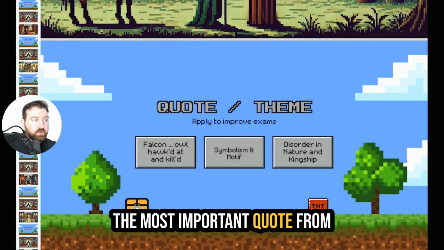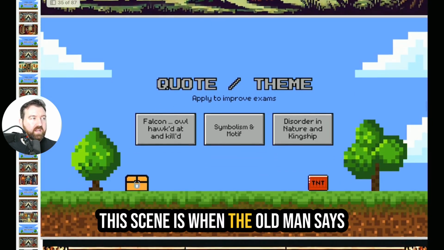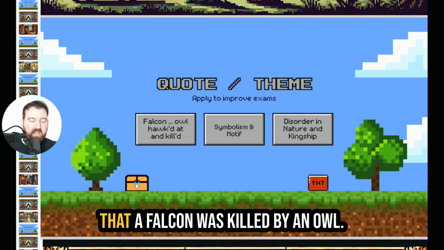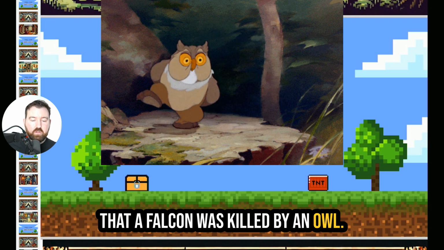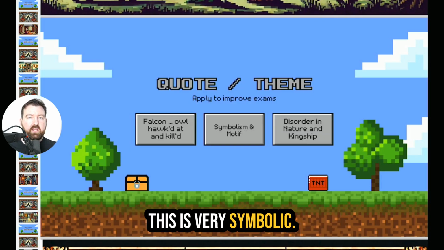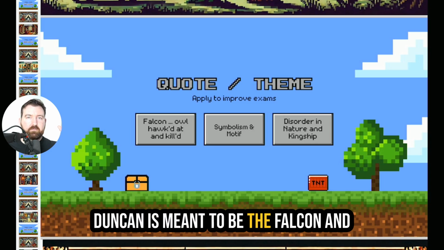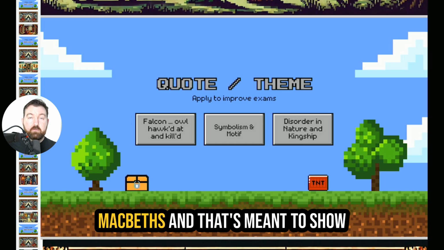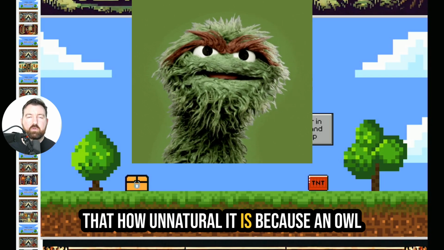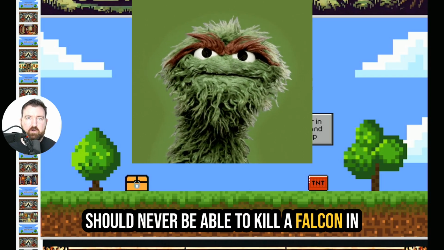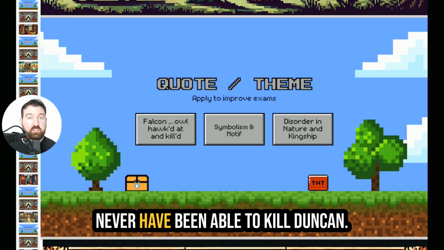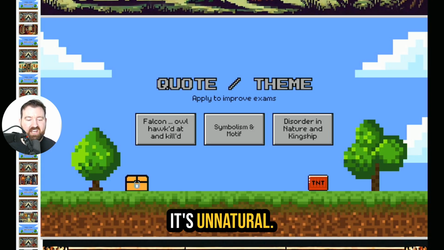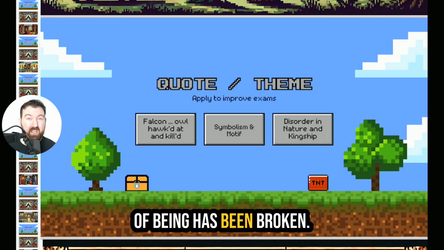The most important quote from this scene is when the old man says that a falcon was killed by an owl. This is very symbolic. Duncan is meant to be the falcon, and the mousing owl is meant to be the Macbeths. And that's meant to show how unnatural it is, because an owl should never be able to kill a falcon, in the same way that the Macbeths should never have been able to kill Duncan. It's unnatural. It shows that the chain of being has been broken.